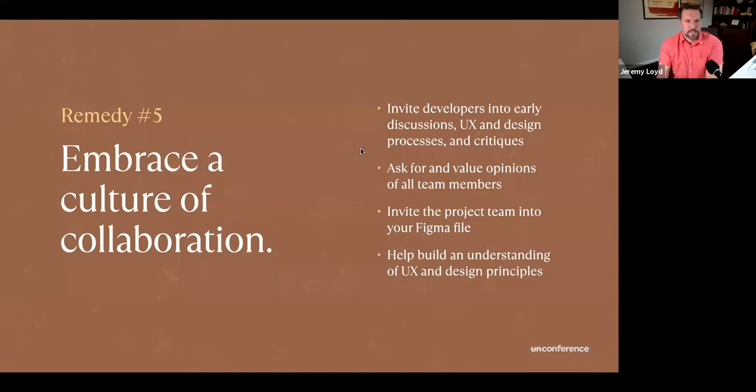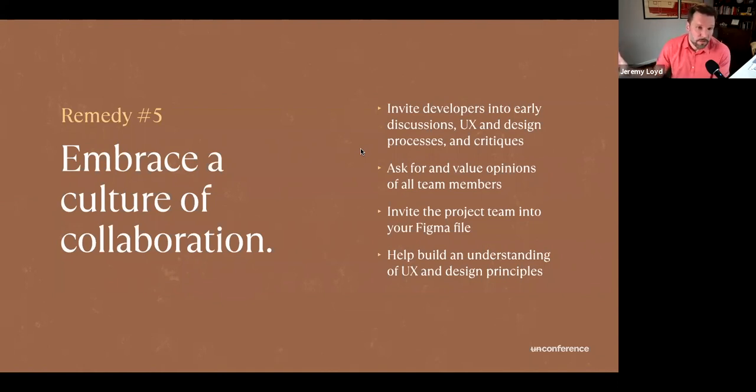And then finally, and this is what we've been talking about all along, and Julie talked about this a little bit too, is really just embracing a culture of collaboration. So inviting developers into early discussions and processes and critiques really helps give everyone on the team a shared sense of ownership. They have context. They feel like they know what the goals are of the project rather than just being told or directed on what to do. And ask for and value opinions of all team members as well. Make sure that everybody's being heard. You could be the person that's making sure that everybody's voice is being heard in a meeting.